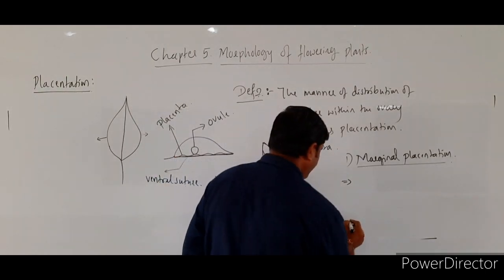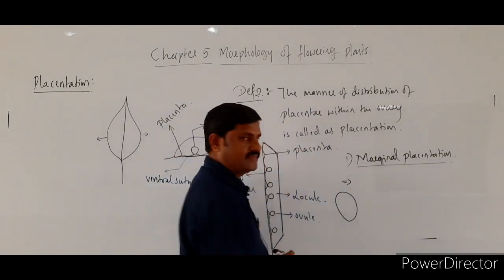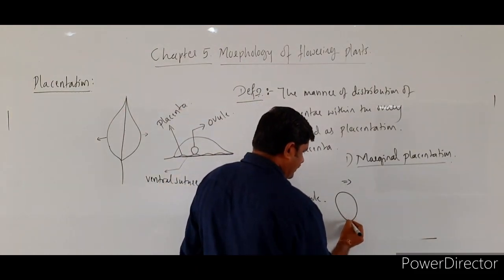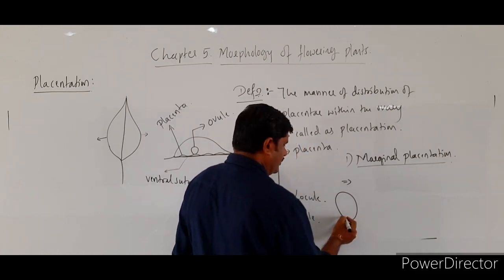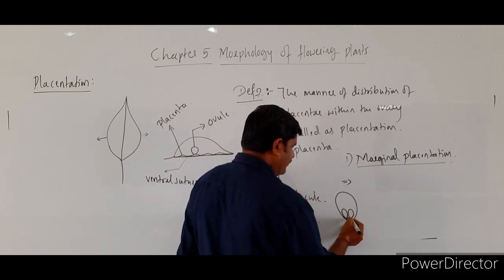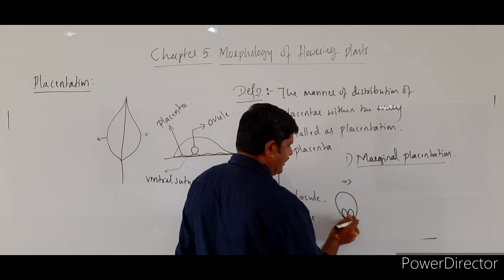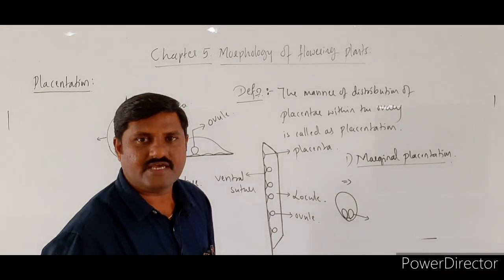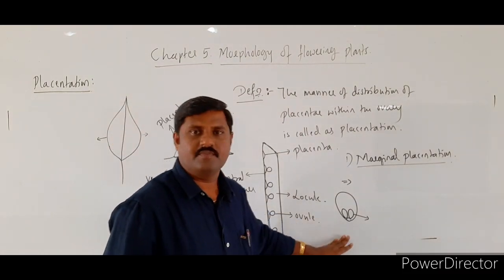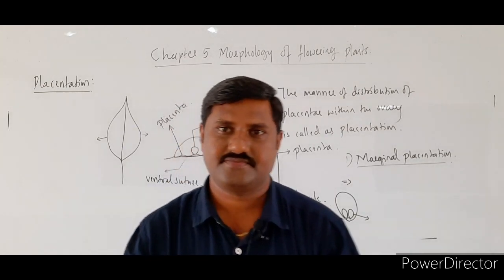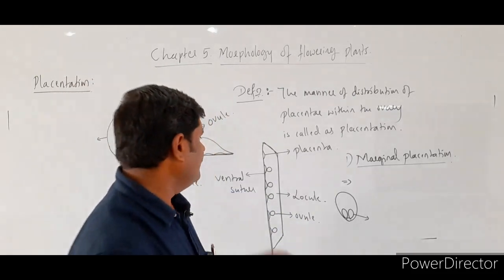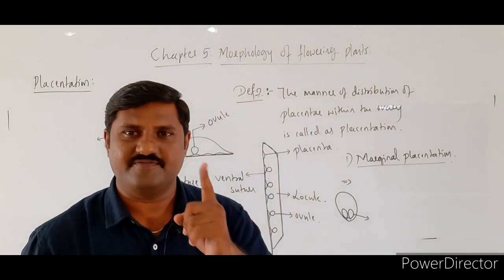One more ovary you can take over here. On this ovary, the ventral suture is present. On this ventral suture, what is formed? A ridge-like structure is formed. On the ridge-like structure, the ovules are present. Where are the ovules present? The ovules are present on the margin of the ovary. Then what is the type of placentation? It is marginal placentation. So marginal placentation is one type of placentation.